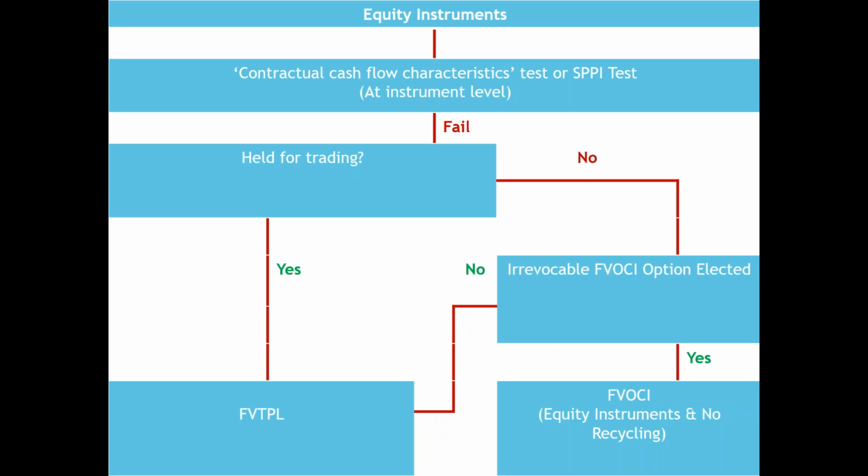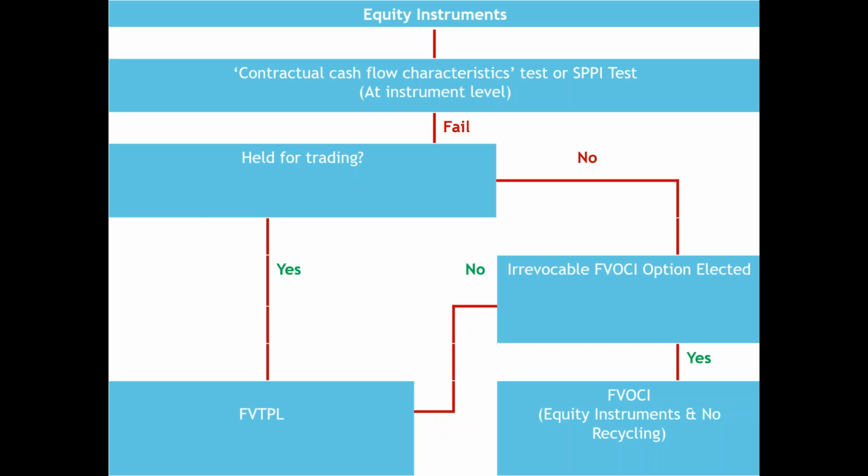Now, if you say, yes, I want to make that irrevocable election at an instrument level, and you can do it, you can make a different election for different instruments. So you could have some investment in shares at fair value through other comprehensive income. You could have other investment in shares at fair value through profit and loss. So you can have a mixed bag. It's at an instrument level.